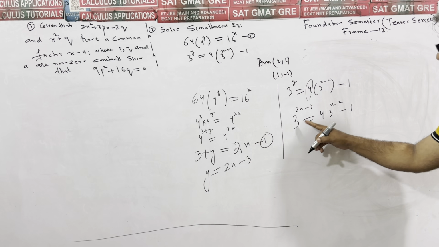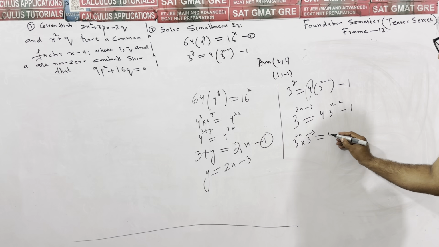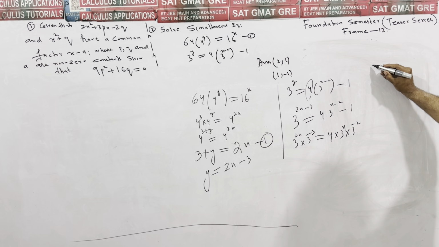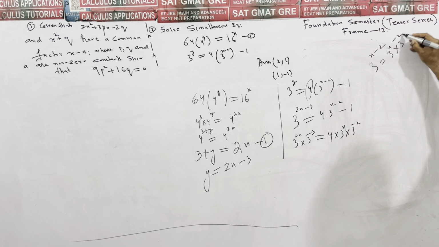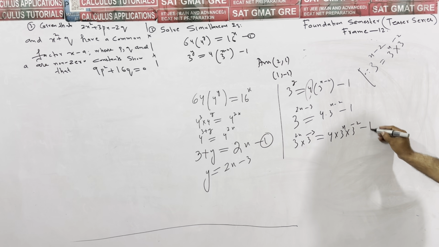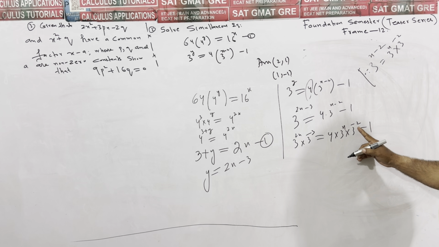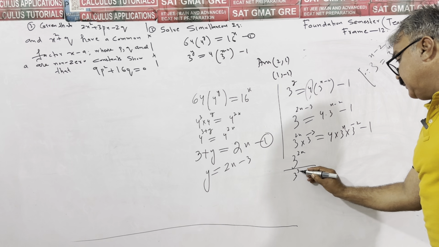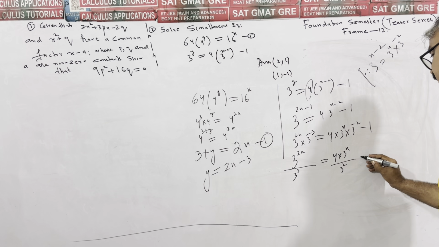Now, okay, solve this one. 3 raised to 2x times 3 raised to minus 3. In the same way, 4 times 3 raised to x times 3 raised to minus 2. Here 3 raised to x minus 2 can be written as 3 raised to x times 3 raised to minus 2, by using the exponent law. Minus 1 stays the same. Okay, make these exponents positive and shift them to the denominator. So we have 3 raised to 2x over 3 cubed, equal to 4 times 3 raised to x divided by 3 squared, minus 1.